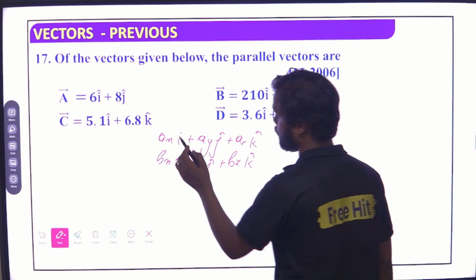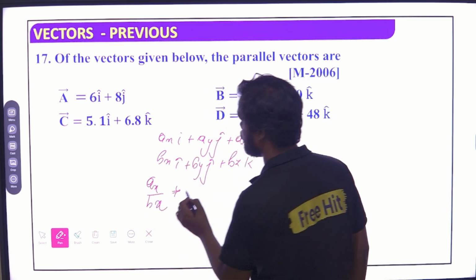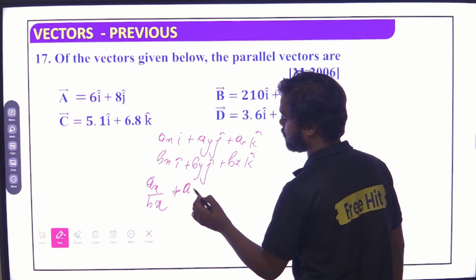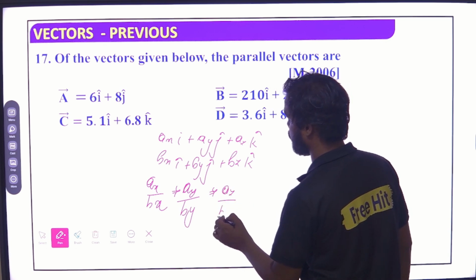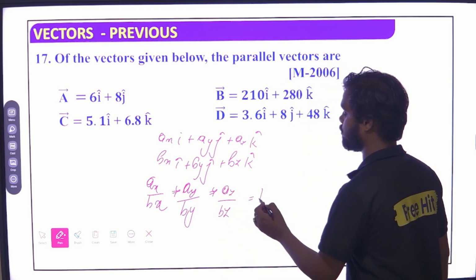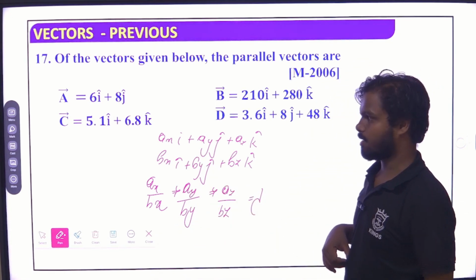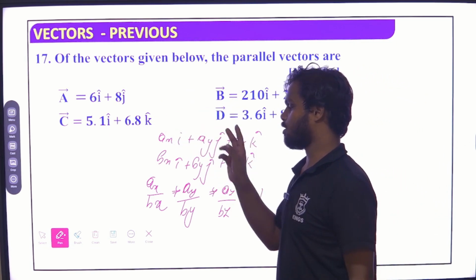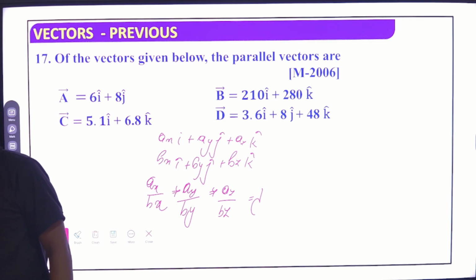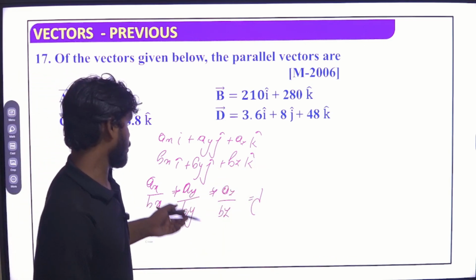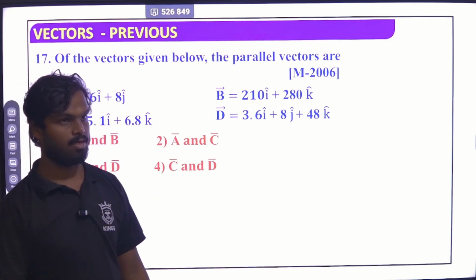Then the condition for the vectors to be parallel is that ax upon bx should be equal to ay upon by, which should be equal to az upon bz. Clear? And this should be equal to some lambda. If this condition is fulfilled, then those vectors will be parallel. So you have to check step by step all the components and see which vectors are parallel. Let us see with the options. There are 4 options. You can check now and see which two vectors will be parallel. Clear?